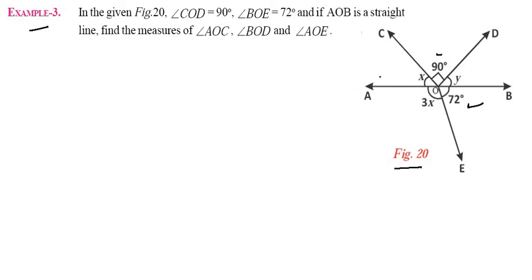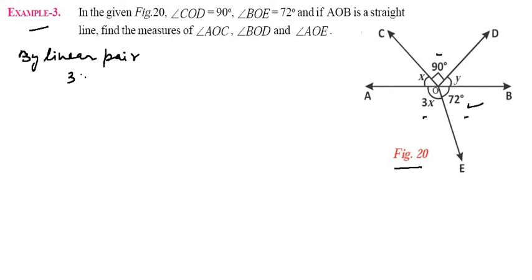Where is the AOC? You can see here AOC, this is the X angle. BOD, that is the Y angle, and the angle of AOE. Where is AOE? This is the 3x. So first of all, linear pair: the sum of these angles is 180 degrees.